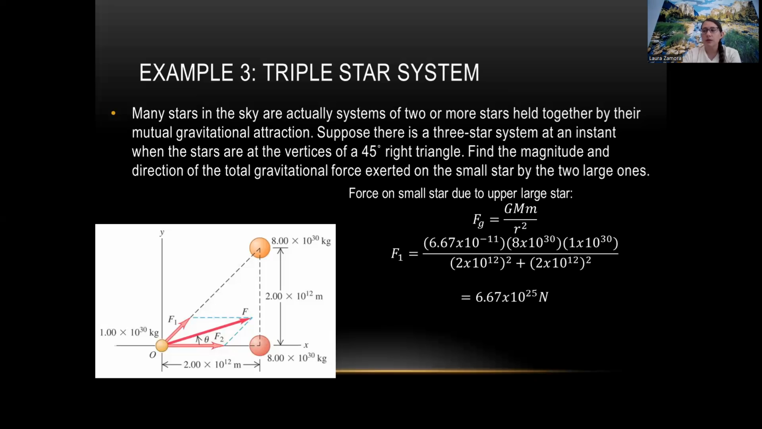Once we do that calculation, we'll find a force of gravity on the small star due to this orange big star is 6.67 times 10 to the 25 newtons.